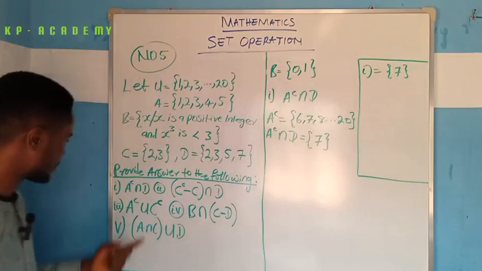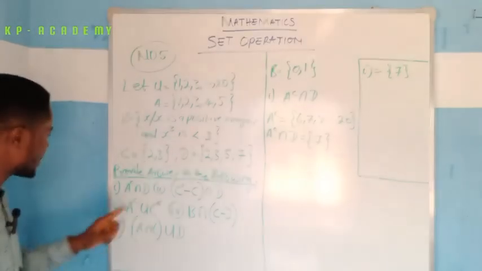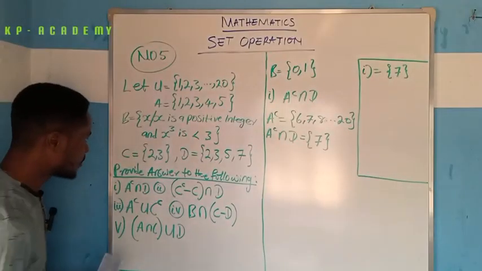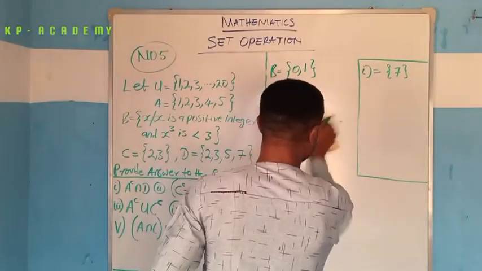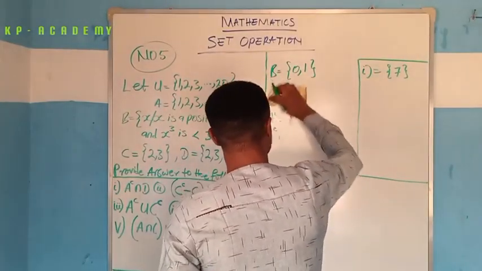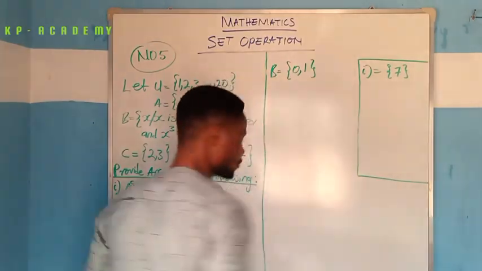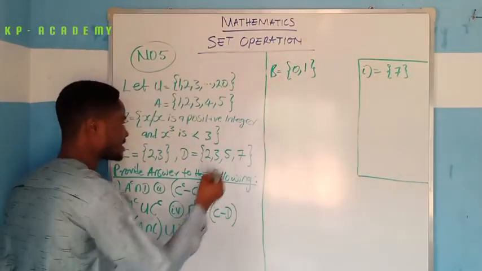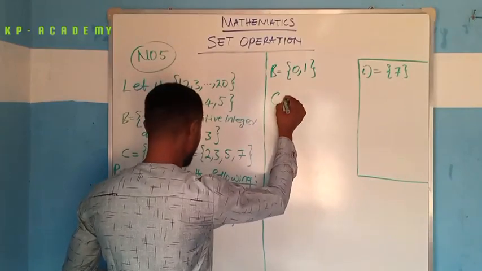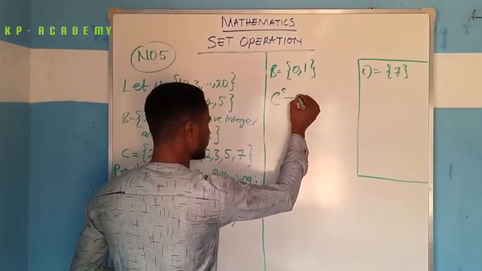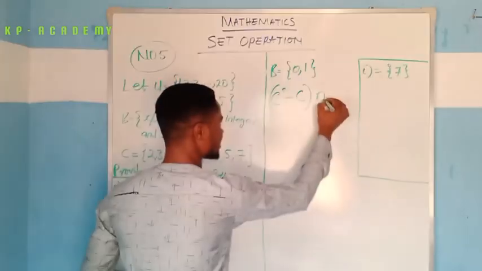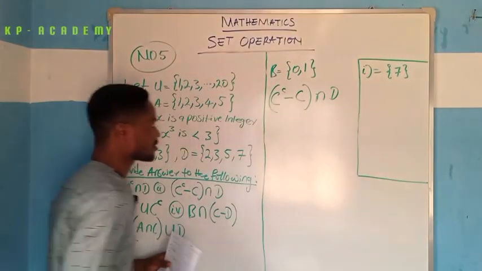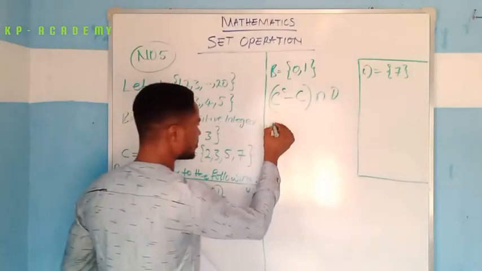Okay, that one is just as simple. So this one is nothing but 7. Okay, next question is II says, let me just clean this. So please make sure you take down the notes. Take down the notes. Now, II says C complement, relative complement of C, then all intersection D. Very important.